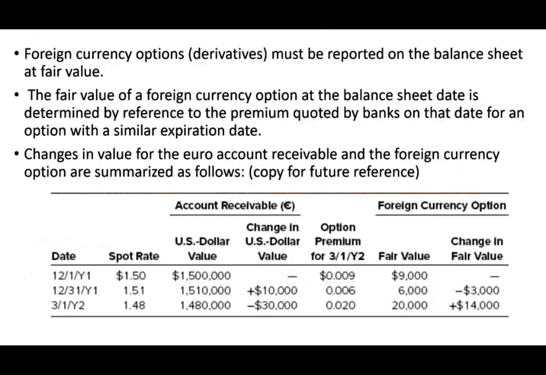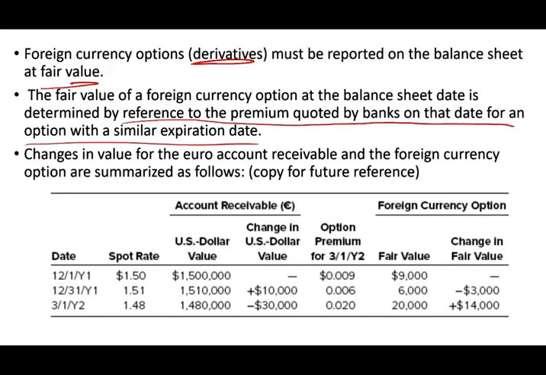So foreign currency options are derivatives. Therefore, they must be reported on the balance sheet at fair value. The fair value of the foreign currency option at the balance sheet date is determined by referencing the premium quoted by banks on that date for an option with a similar expiration date. Now here they use the Black-Scholes method. We don't have to worry about how they came up with that market value of the option.